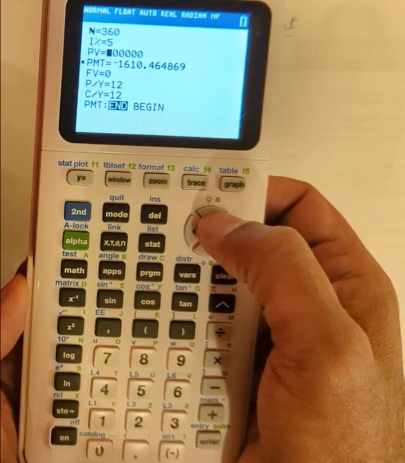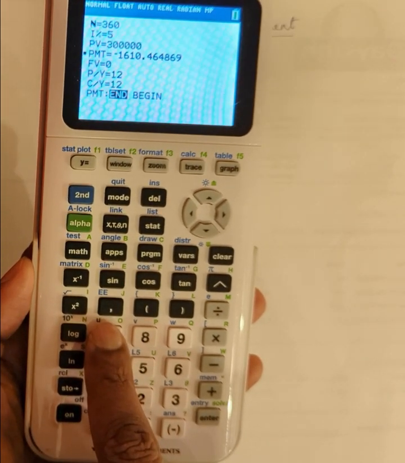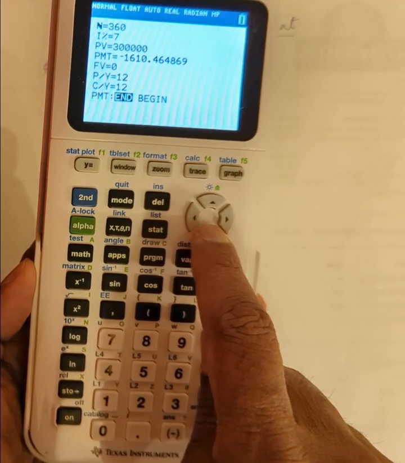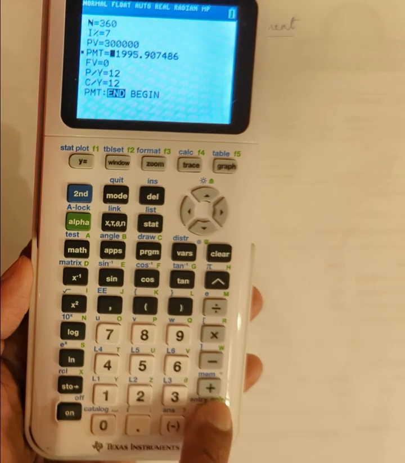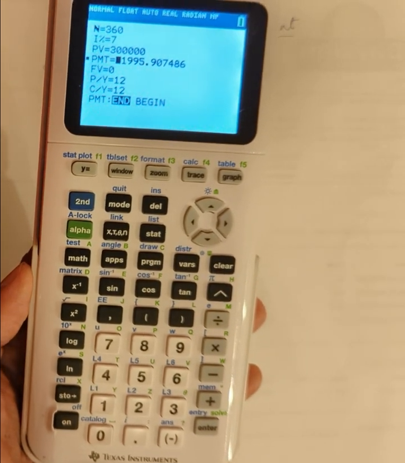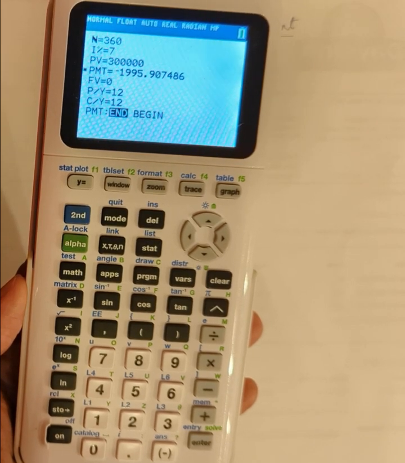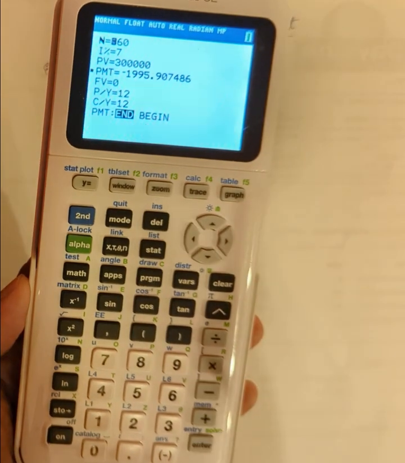Now what happens if your interest rate goes up to 7%? Then you can just change I% to 7, scroll down again to payment, and click on alpha solve, and now it's showing you close to $2,000: 1995.90.